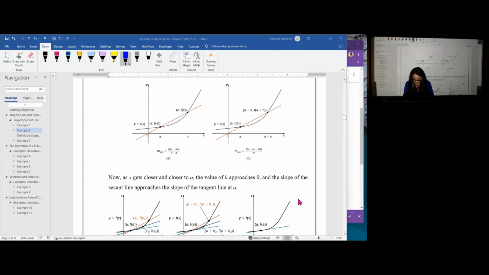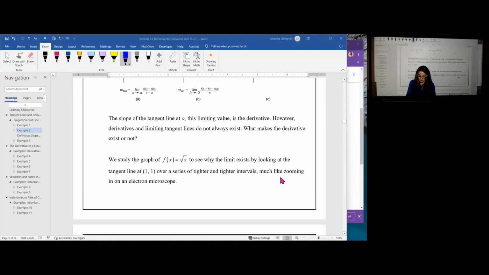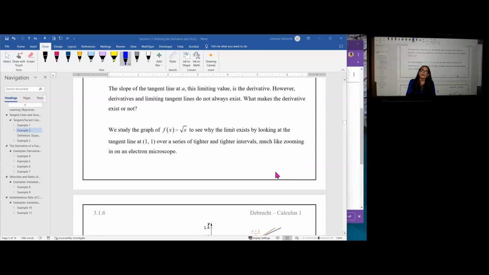Now, when we look at the graph up here, you can see that they've relabeled x and a as a and a plus h. It's the same point and the same concept. Again, as x gets closer to a, the slopes of the secant lines get closer to the slope of the tangent line here in teal. The tangent line has a slope that is a limiting value. This is the derivative. But derivatives don't always exist, as I said earlier, in that function that had cube roots.